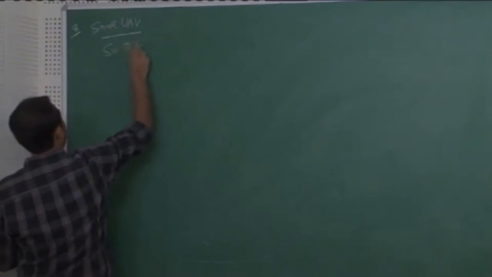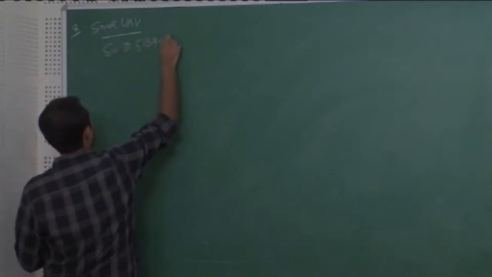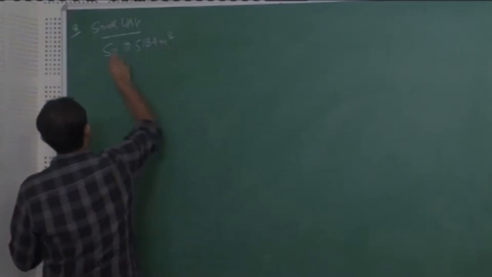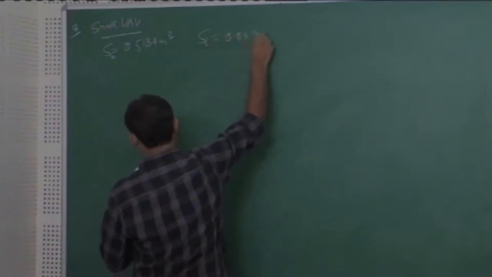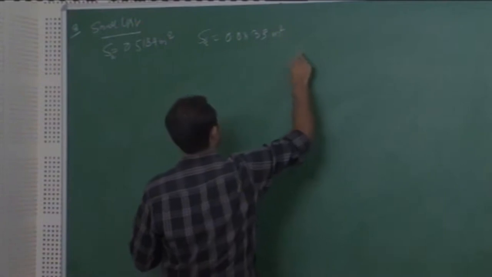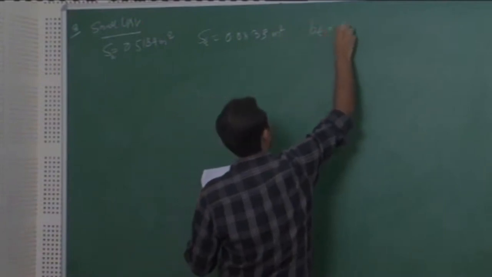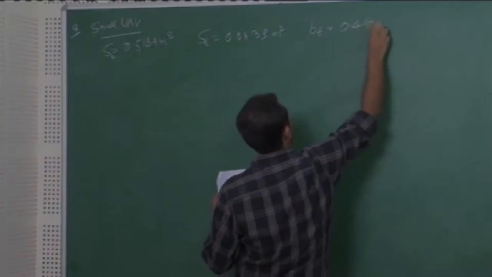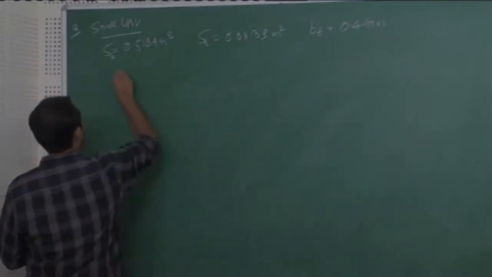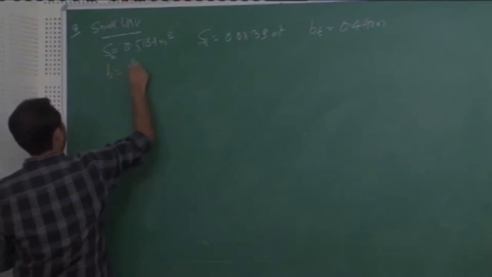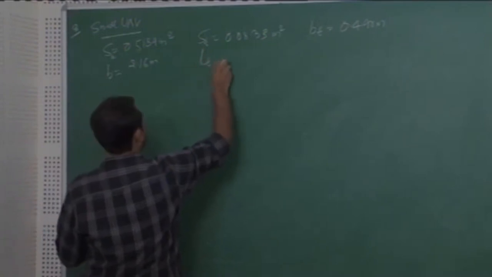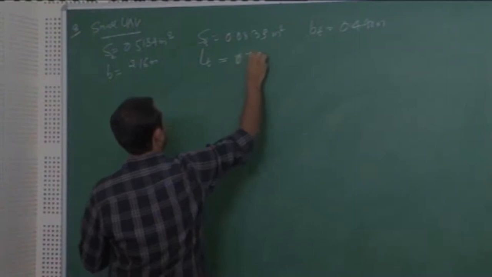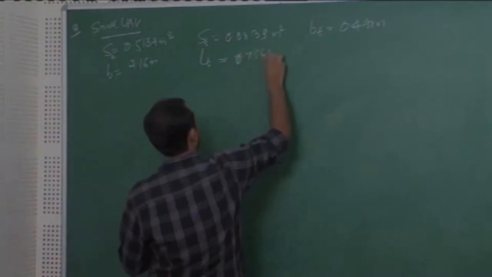with area as 0.5184 meter square. This is the wing area. Tail area is 0.0833 meter square. Tail span is 0.490 meters. Wing span is 2.16 meters. Your tail arm is 0.7562 meters.